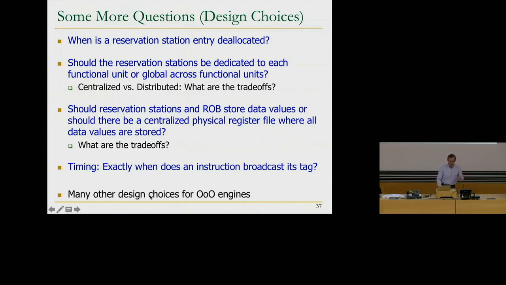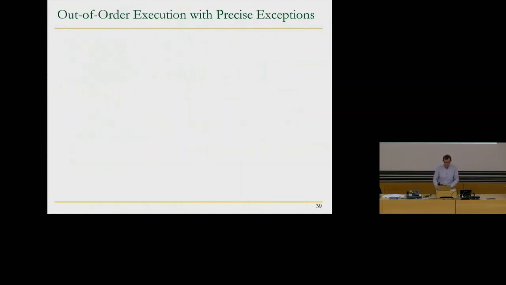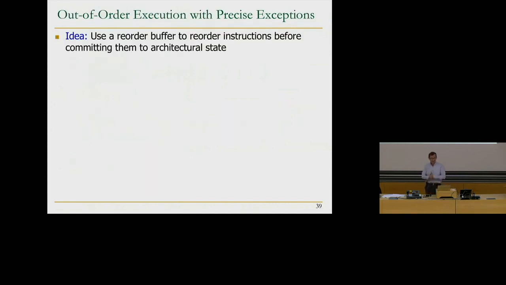So there are many, many other design choices for out-of-order execution engines that I'm not going to cover. And other things like exceptions actually complicate this a bit also. So let me become a little bit more realistic, and then I'll introduce some of the concepts this way. This is an exercise with precise exceptions. How do you do out-of-order execution with precise exceptions? The fundamentals are essentially the same.